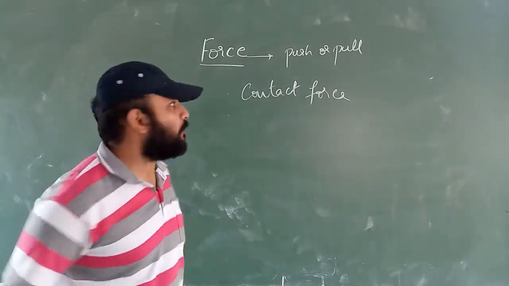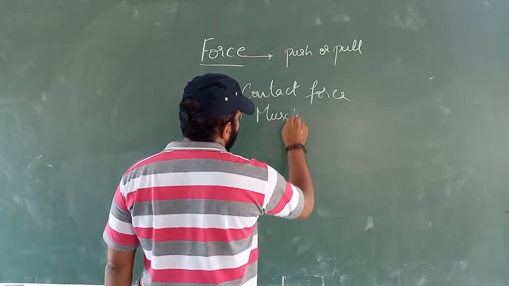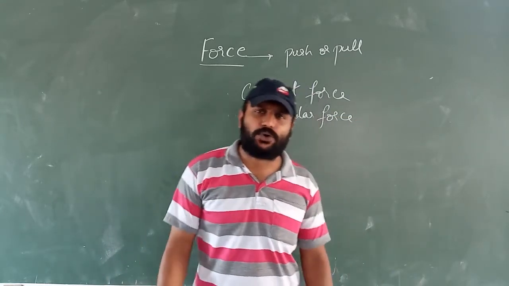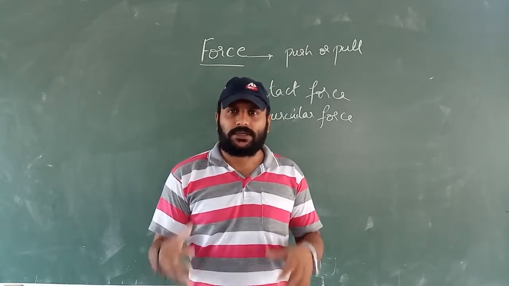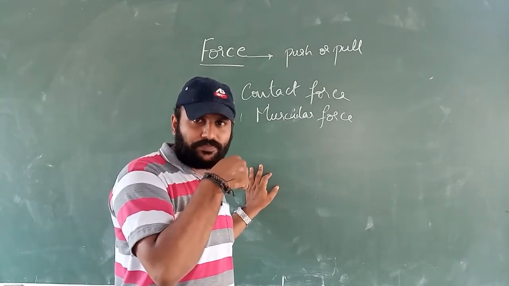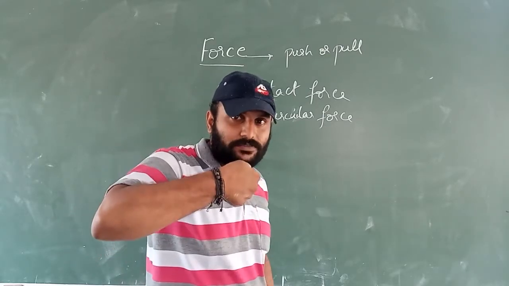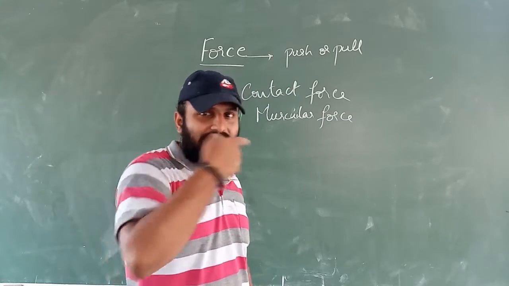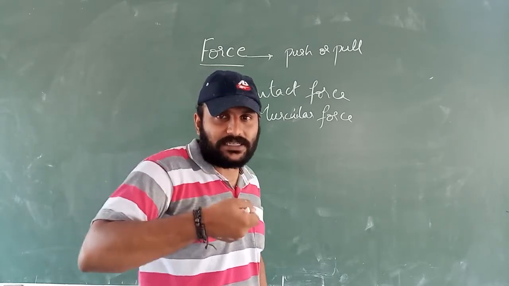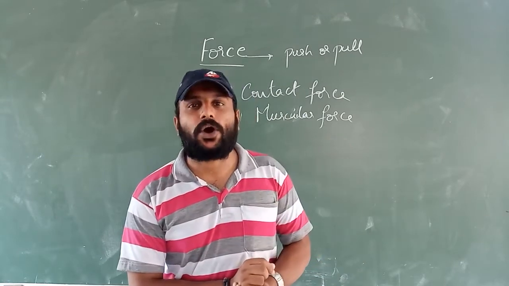So here the first type of contact force is what? Muscular force. What is meant by muscular force? The force exerted by our muscles on an object is called muscular force. When you are brushing your teeth, you are moving the brush against the teeth. Means you are using your muscle to apply some force on the brush. When you press the toothpaste tube, here you are using your muscles. So the force exerted by the muscles on an object is called muscular force.